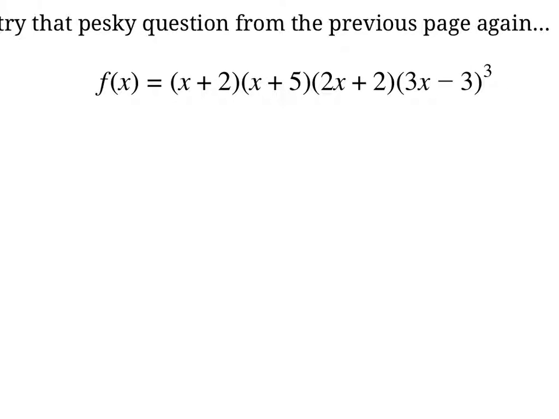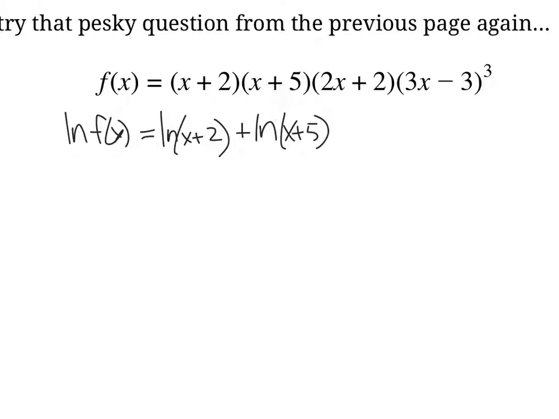So now let's go back to that question from the first page. In order to take the derivative, let's try taking the ln of both sides. Now we could take the log or the ln of both sides. We know the derivative for ln is easier, right? So let's take the ln of both sides. So ln f of x equals ln (x plus 2). And I'm just going to write it like this, separating them right off the bat. Plus ln (x plus 5) plus ln (2x plus 2). And then again, the 3 comes down in front for this one, right? 3 ln (3x minus 3).